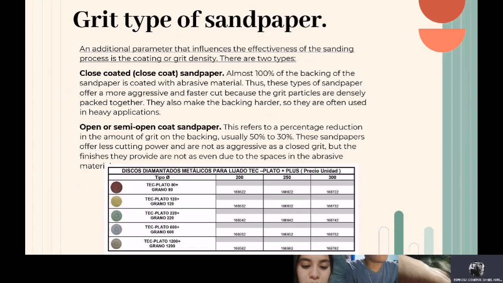Open or semi-open coat sandpaper. This refers to a percentage reduction in the amount of grit on the backing, usually 50% or 30%. These sandpapers with less coating are not as aggressive and clog less, but the finish they provide is not even, due to the space in the abrasive material.